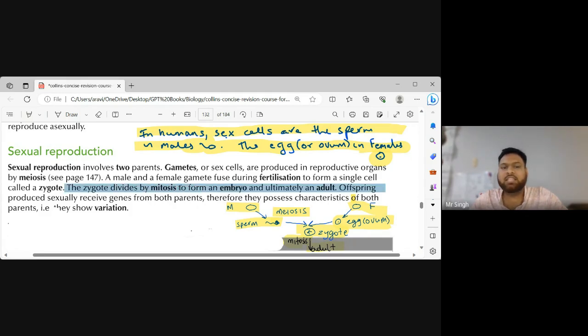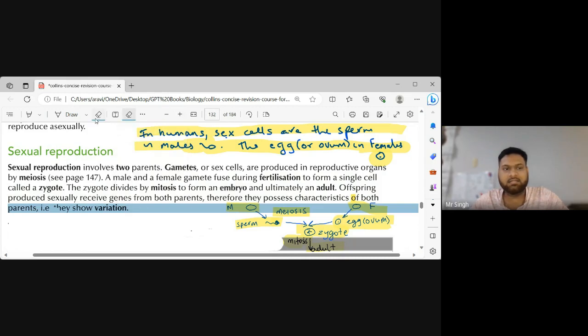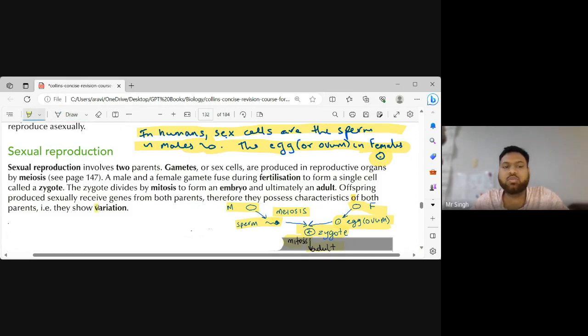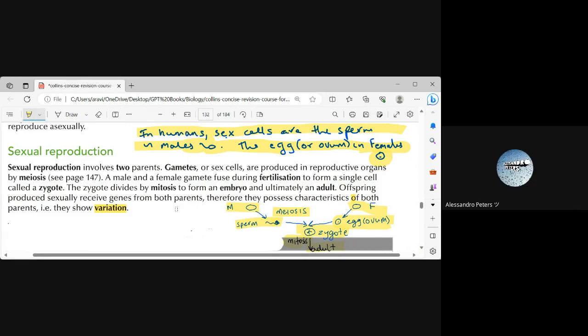So here the zygote divides by mitosis to form an embryo and ultimately an adult. Offspring produced sexually receive genes from both parents. Therefore, they possess the characteristics of both parents. Let's tie this into everything you learned so far today. That is, they show variation. Does that make sense, everyone, students?